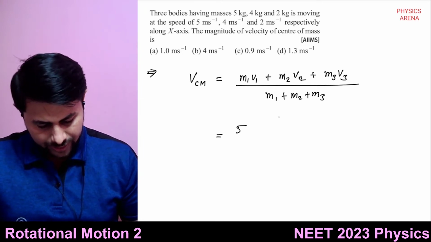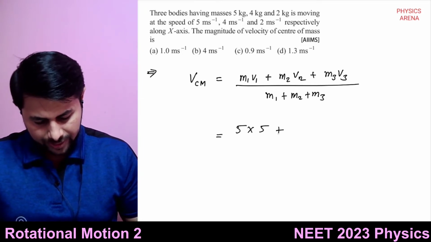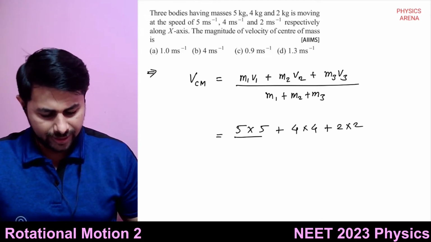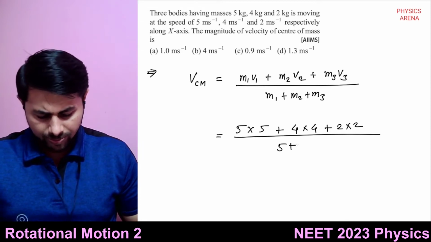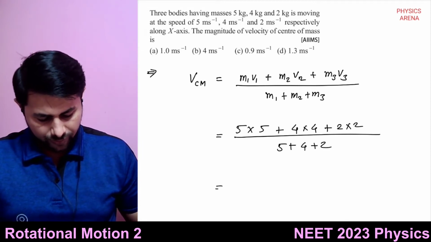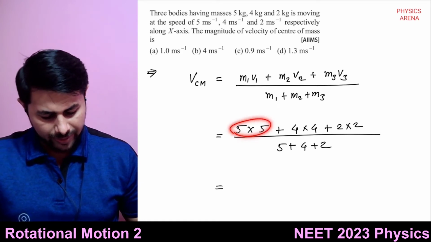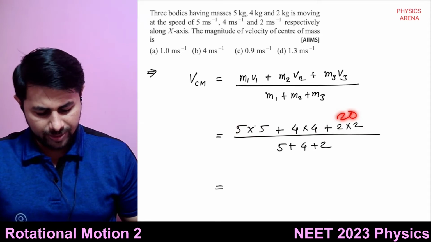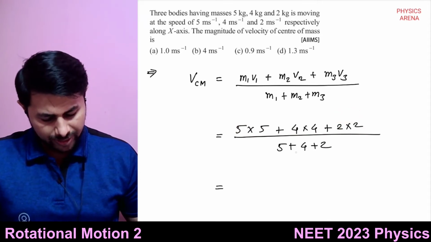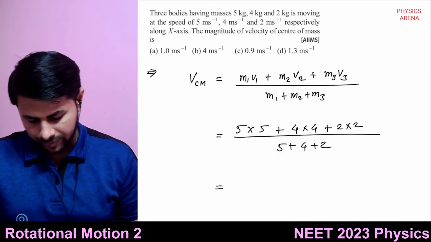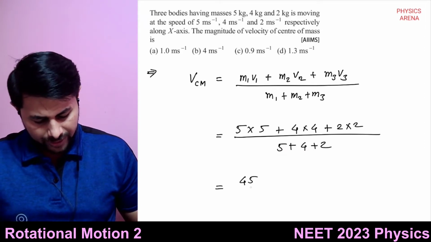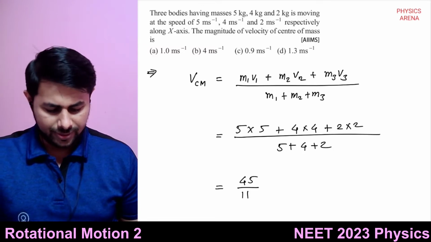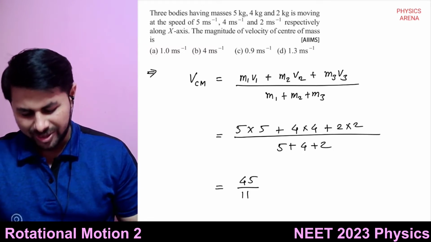So 5 kg times 5 meters per second plus 4 kg times 4 meters per second plus 2 kg times 2 meters per second, and in the denominator we have 5 plus 4 plus 2. So it is 25 plus 16 plus 4, which is 45. 45 divided by 11. So it is 1 point something. I'm sorry, it is 4 meters per second.